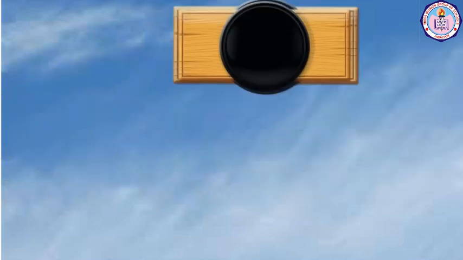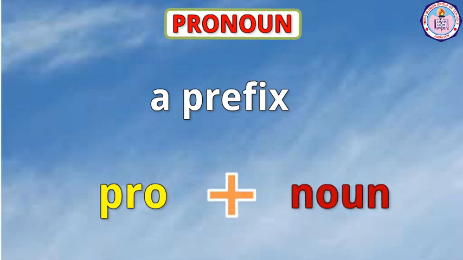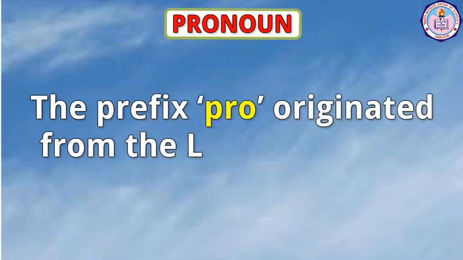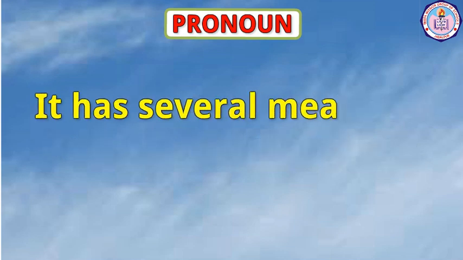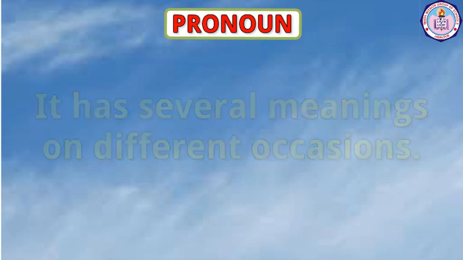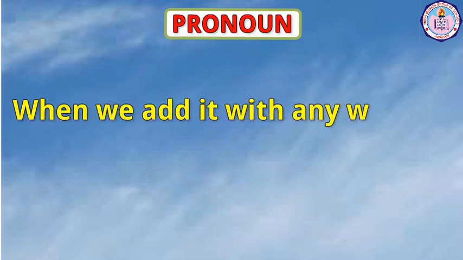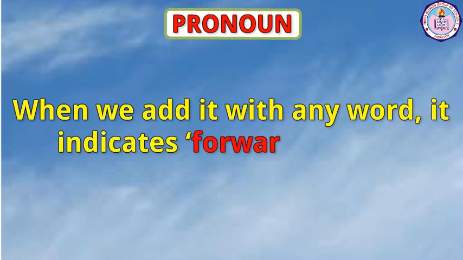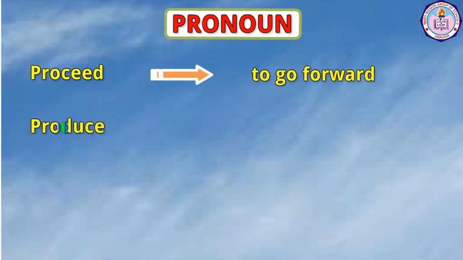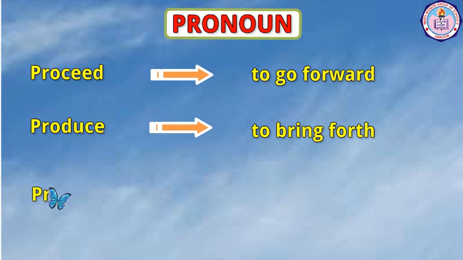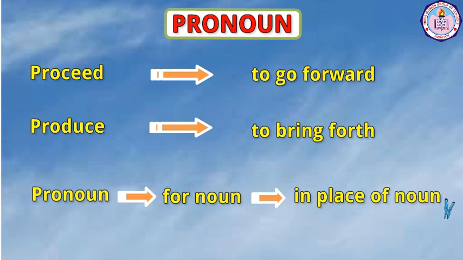Today we shall learn more about pronoun. The word pronoun is made adding a prefix pro to noun. The prefix pro originated from the Latin language. It has several meanings on different occasions. Generally, when we add it with any word, it indicates forward or for. For example, proceed, to go forward. Produce, to bring forth. Pronoun, for noun, or in place of noun.